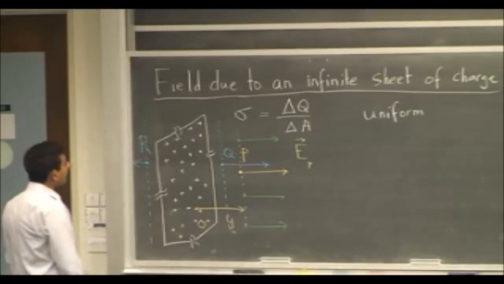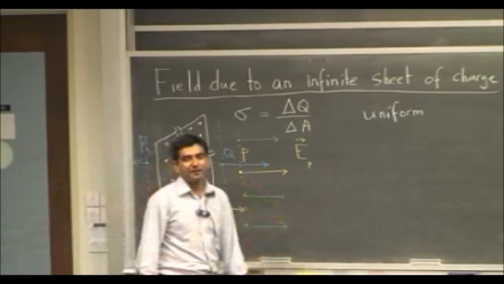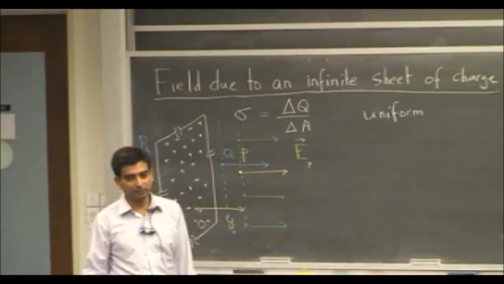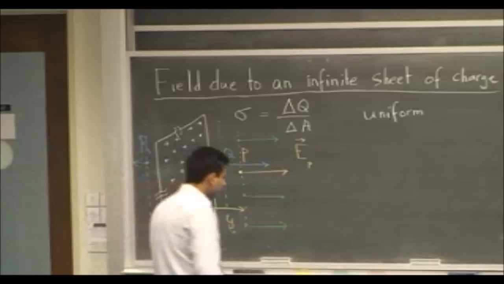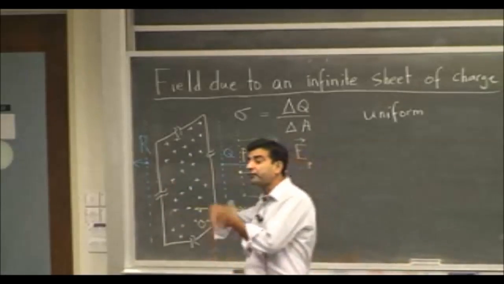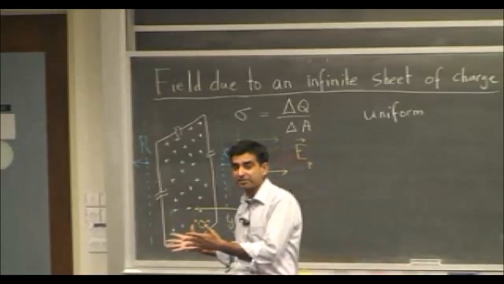Alright. Now, based upon this observation, I would like to choose a Gaussian surface. Okay? Now, could you please raise your hands and tell me if you could think of such a surface that conforms to this symmetry arrangement?